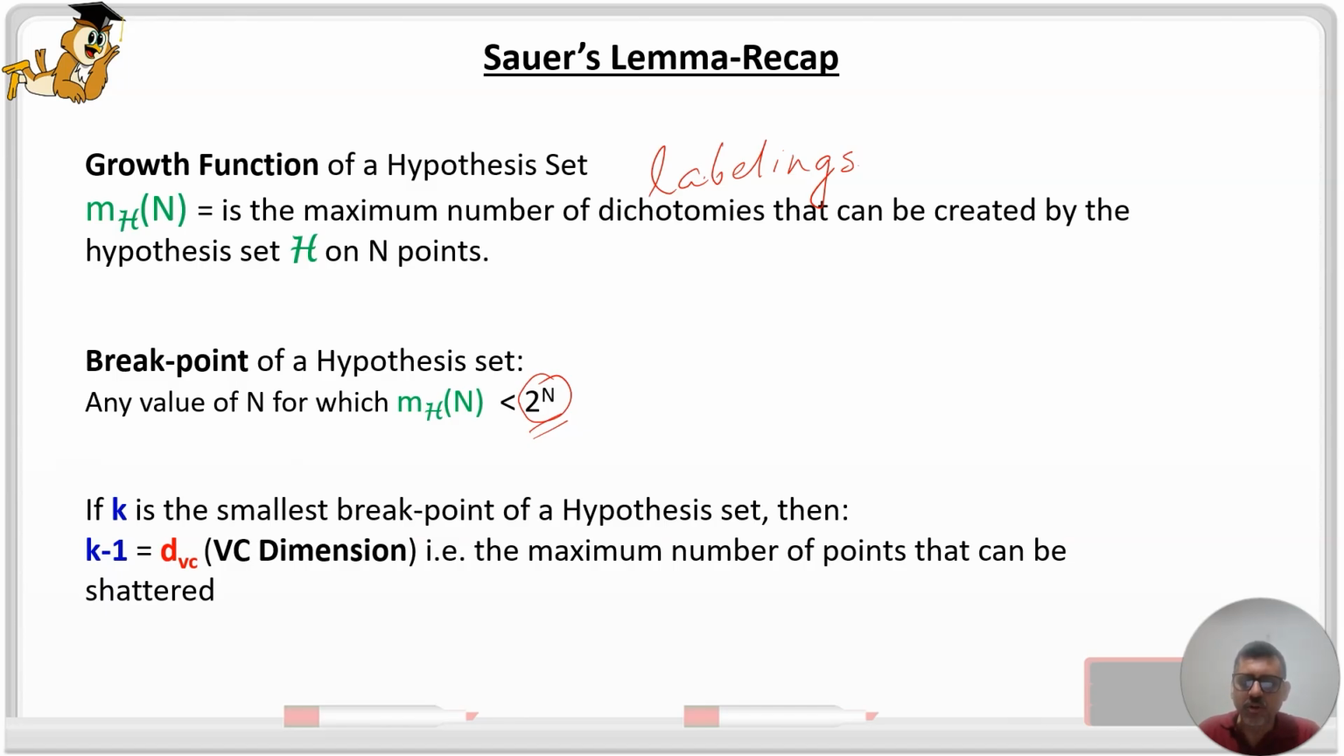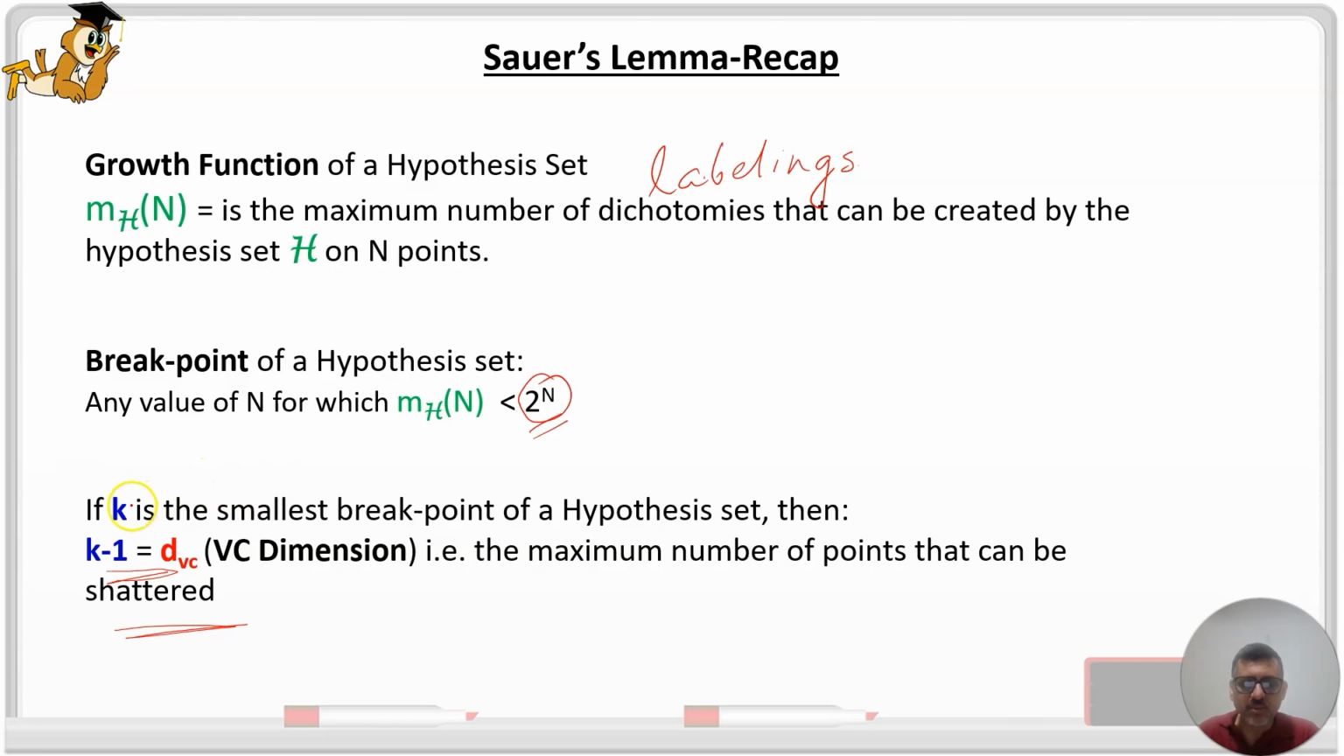And if you have a hypothesis set which is unable to keep up with 2 to the n for some n, that n is known as a break point of that hypothesis set. If k is the smallest breakpoint of a hypothesis set, then k minus 1 was defined to be the VC dimension. And the VC dimension also happens to be the maximum number of points that can be shattered by this hypothesis set. We looked at shattering in detail in that lecture, a few lectures ago.